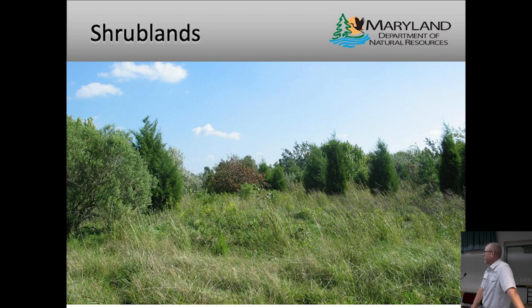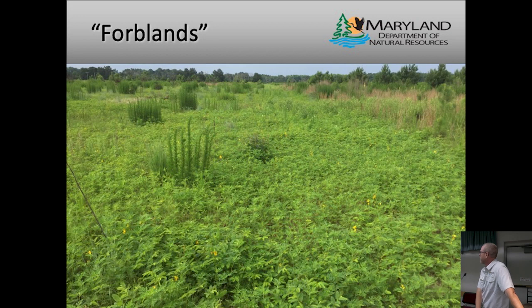Shrublands, of course, are dominated by shrubs, and these are just some of the terms that you'll see thrown around. Despite there being some exotic shrubs and grasses in here, this was a fantastic area for quail for a period of years. Super high densities of birds until it succeeded into mature trees, and now they're gone from this site. That was about 20 years ago.